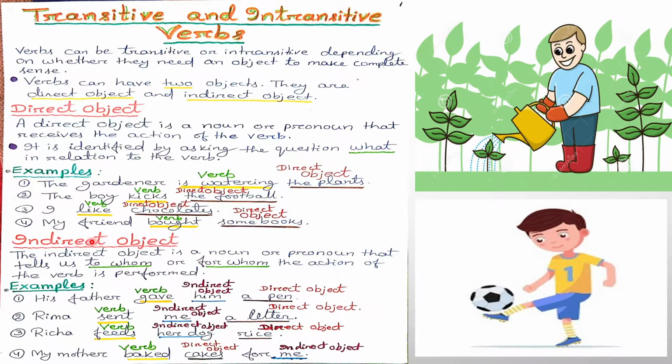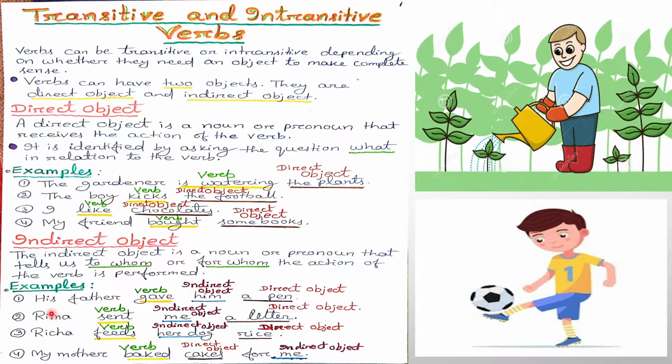Now we will discuss indirect object. The indirect object is a noun or pronoun that tells us to whom or for whom the action of the verb is performed. So how will we find the indirect object? By using the question word to whom or for whom in relation to the verb. If you get the answer, that answer is your indirect object.